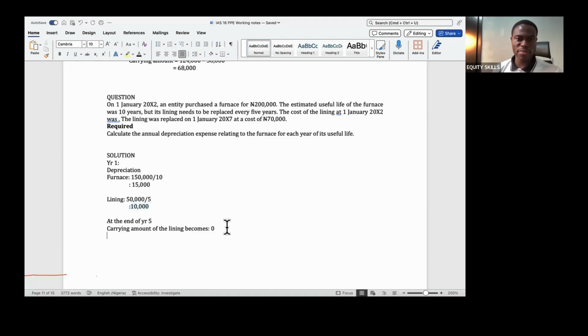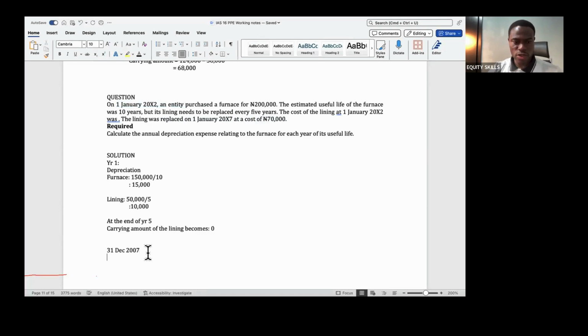So from year 6 going forward, which will be 31st December 2007, because year 1 is 2002. So 2, 3, 4, 5, 6, 5 years. Now they replace the lining at a cost of how much? 70,000.